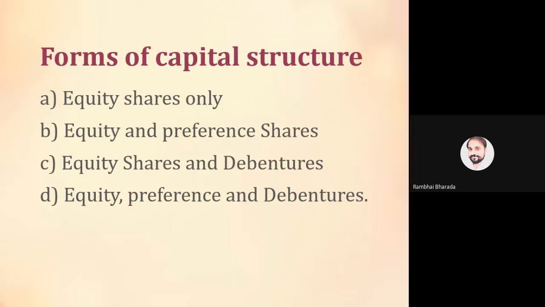Okay, as I said, from person to person, the taste and preference will differ. From company to company, the capital structure will be different. In some companies, you will find only equity. In some companies, you will find equity and preference. In some companies, you will find equity and debt. And in some companies, you will find these three components: equity, preference, and debt. Are we clear about the forms of capital structure?